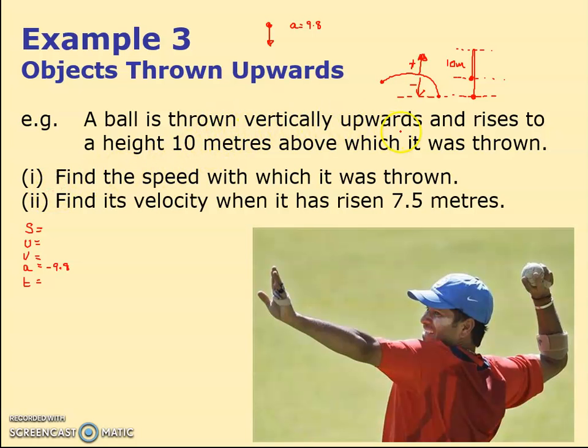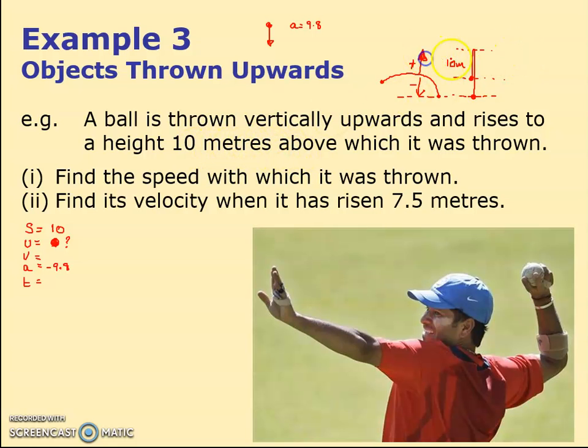It's thrown vertically upwards and rises to a height of 10 meters. So it will go 10 meters. It's thrown vertically upwards. I'm going to assume it starts at a speed of 0 because it doesn't say it was thrown. Oh, right, no, it's not. We're talking rubbish there. There's the speed with which it was thrown. That's what I want. In fact, that's my question mark. Just goes to show you, sometimes you just have to work out what's going on. Oh, I now understand it.